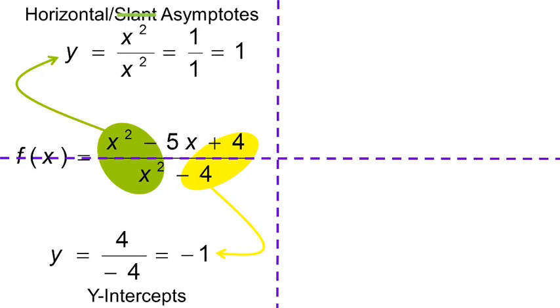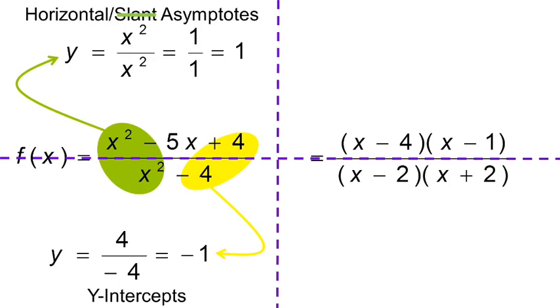Okay, on the other side of our paper, we are going to factor the top and factor the bottom. This is going to help us find the x-intercepts and then the vertical asymptotes. If I factor the top and the bottom of this polynomial, we're going to get x minus 4 times x minus 1 over x minus 2 times x plus 2.